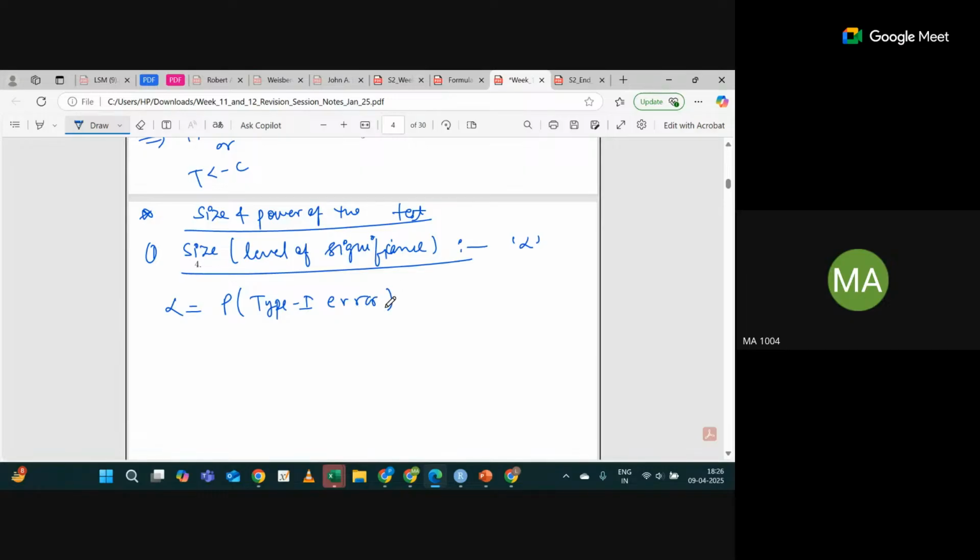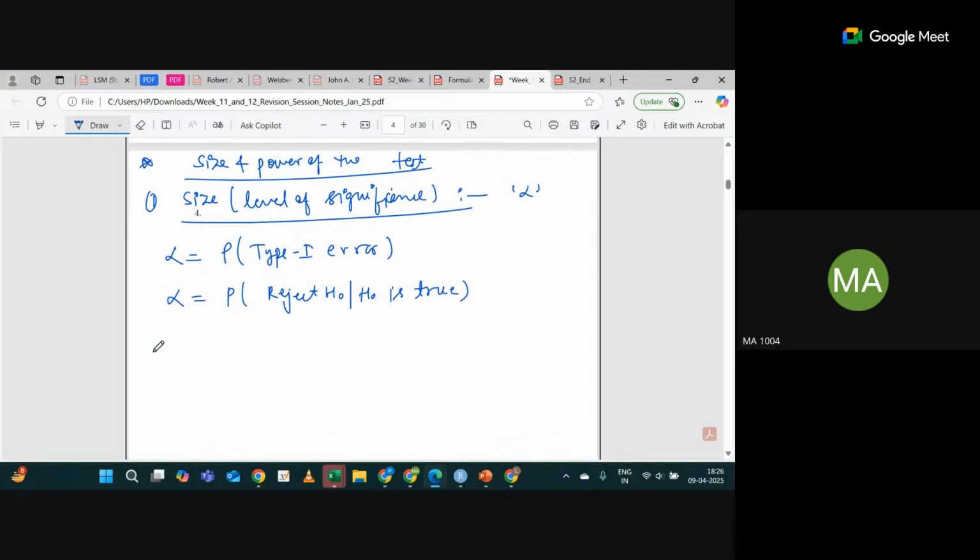So there are two kinds of error, type 1 error and type 2 error. What is the type 1 error actually? Alpha is defined as the probability of rejecting H naught when H naught is true. The next thing is called beta. Beta is defined as the probability of type 2 error, that is, the probability of accepting H naught when HA is true, meaning the alternative is true.